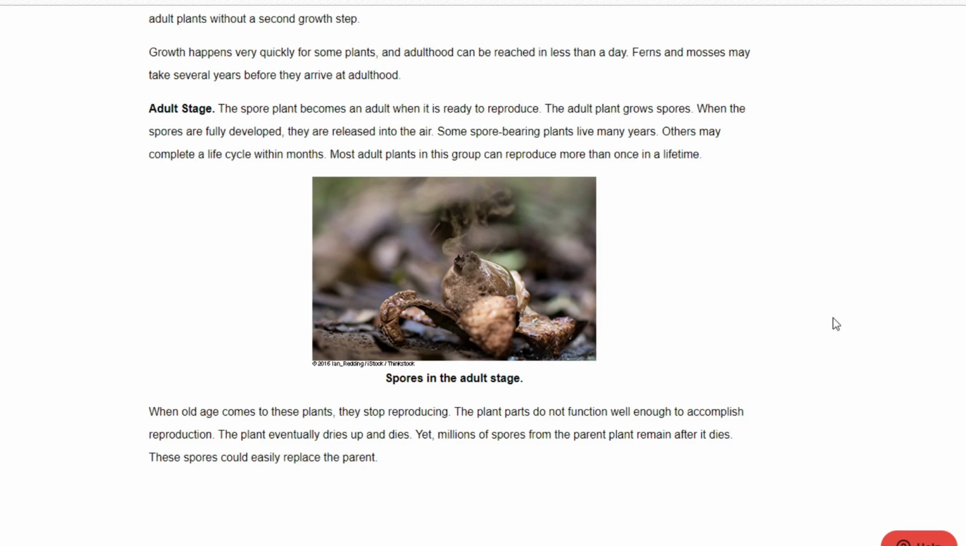When old age comes to these plants, they stop reproducing. The plants do not function well enough to accomplish reproduction. The plant eventually dries up and dies. Yet millions of spores from the parent plant remain after it dies. These spores could easily replace the parent. So even after the parent dies, the spores still live on and can create a lot more of the plants, even though the original one has died.